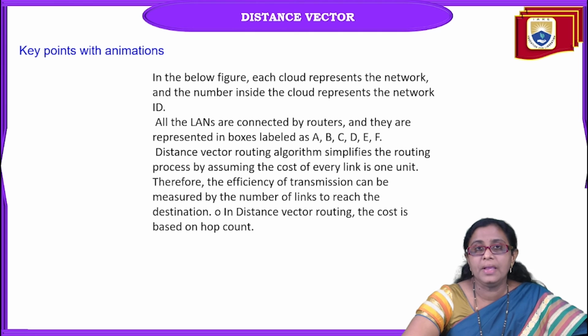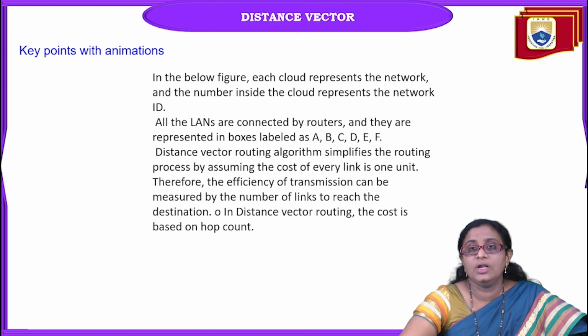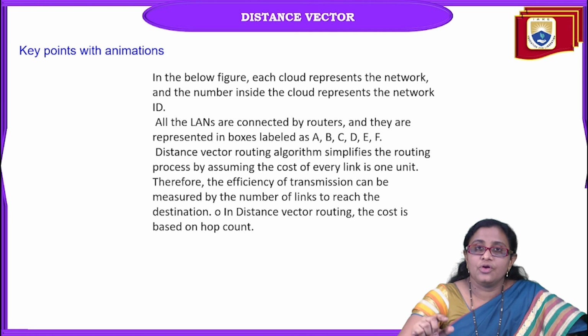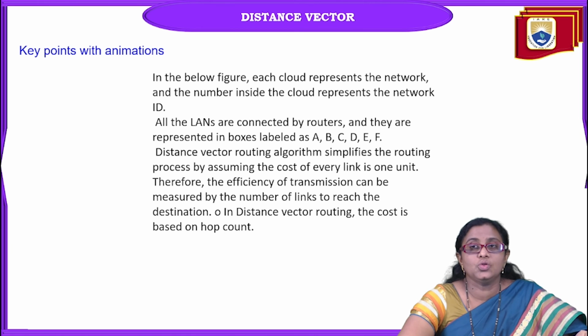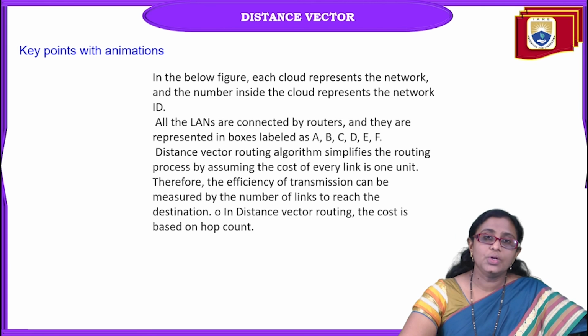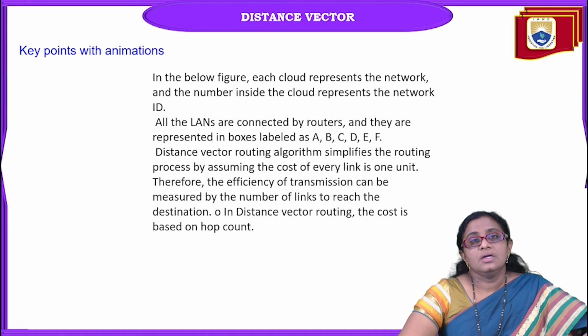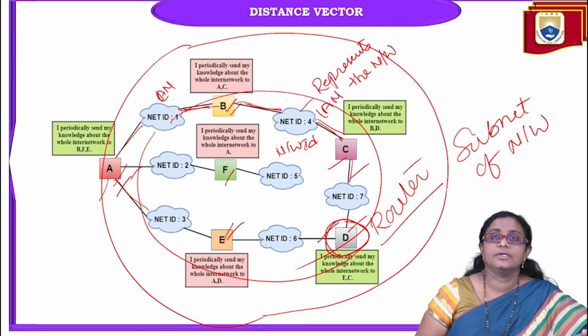The cost of every link means the mode of data transmission from one node to another node, from one unit to another, by means of the links associated from one node to another node. Therefore, the efficiency of transmission from one node to another can be easily calculated by the number of links to reach its destination. And in distance vector routing, the cost and the network ID are followed by a given number. The cost of a link is calculated by the hop count.